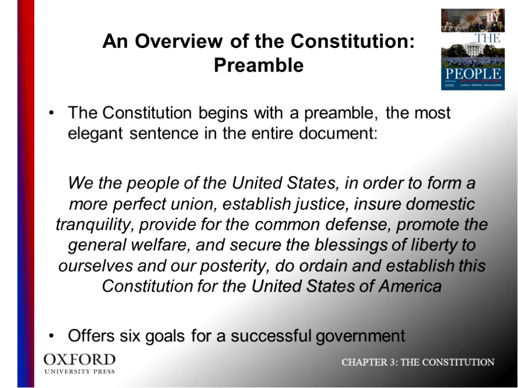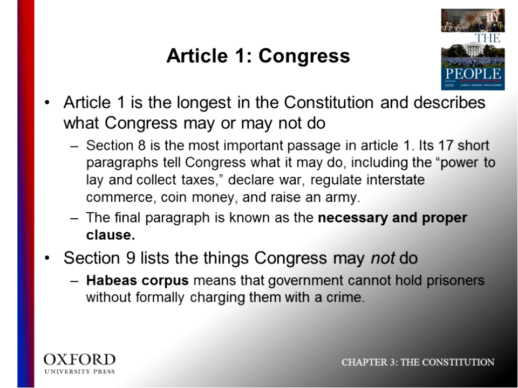The Constitution begins with a preamble, probably the most elegant sentence in the entire document, which is, we the people of the United States, in order to form a more perfect union, establish justice, ensure domestic tranquility, provide for the common defense, promote the general welfare, and secure the blessings of liberty to ourselves and to our posterity, do ordain and establish this Constitution for the United States of America. And it offered six goals for a successful government, as you can see here.